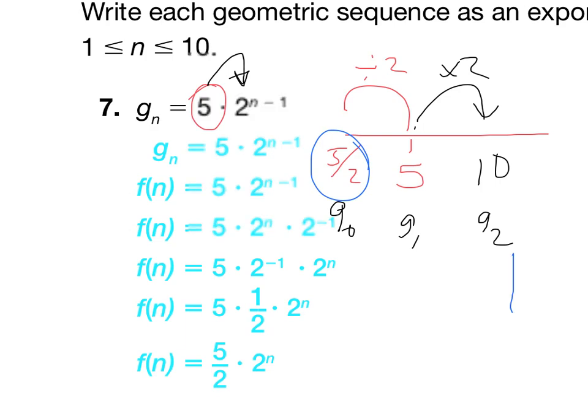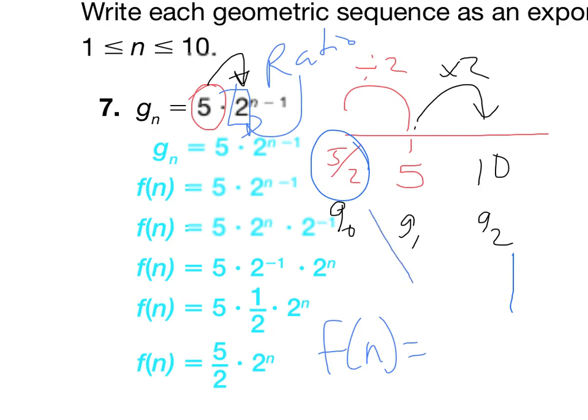All right, and next you want your ratio. In ratio, I'm going to put a square, a little box around it. That's my ratio. So my function will be written as such. F of n is the 0 term, which is half of 5, 5/2, times the ratio, which is 2, to the nth power.